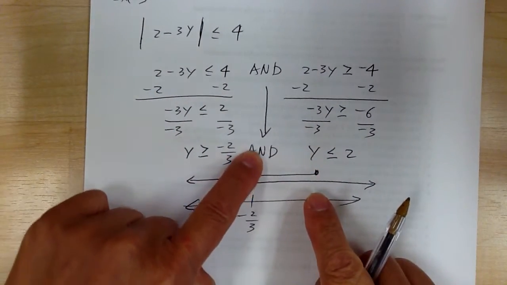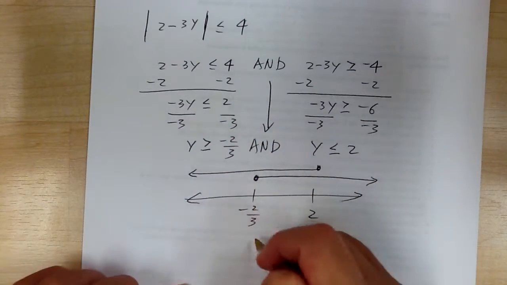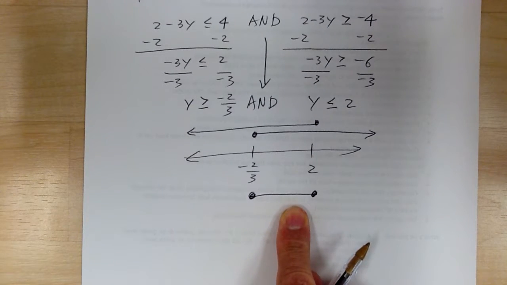So "and" means the part is overlapping. So when you combine these two together, you get these. So put your final answer on the bottom. So that's your final answer, the graph.